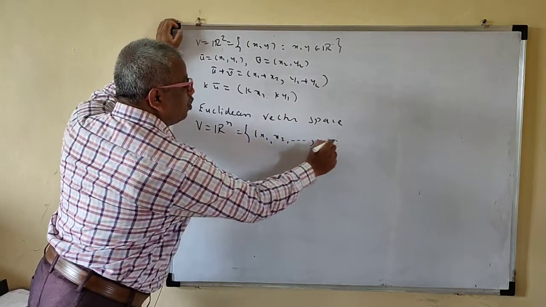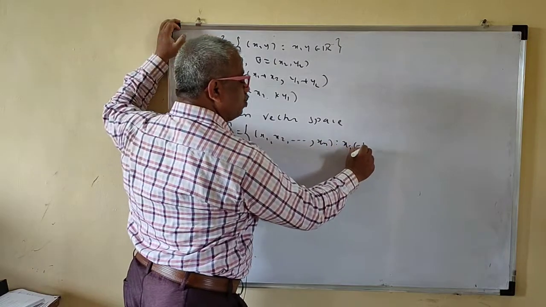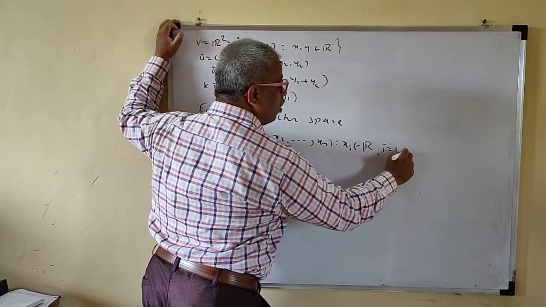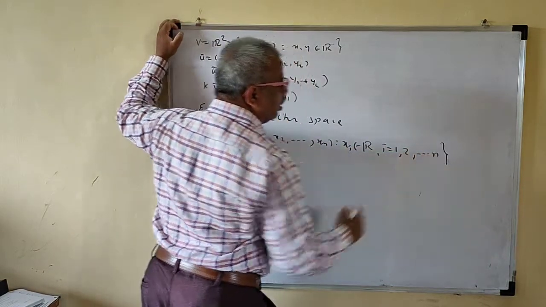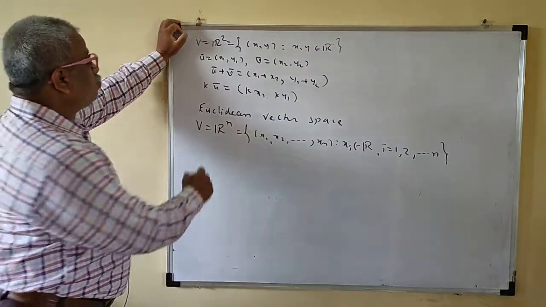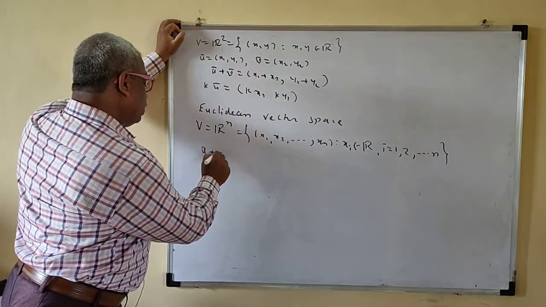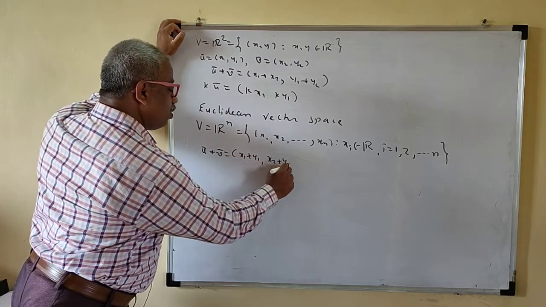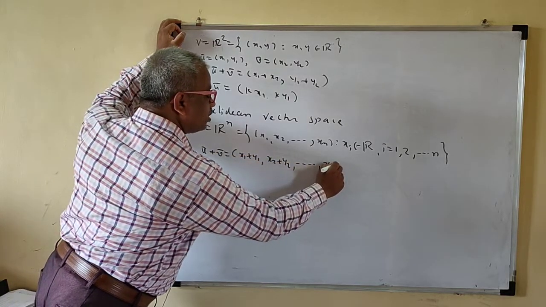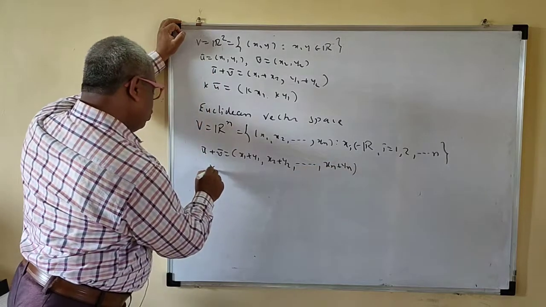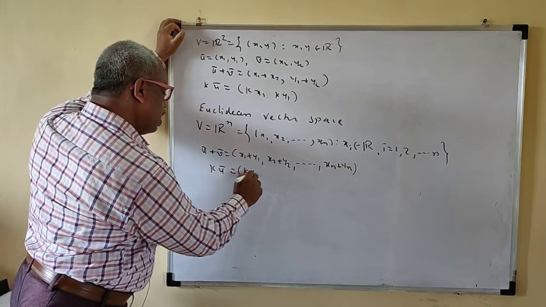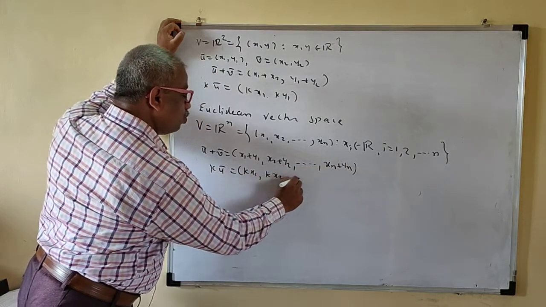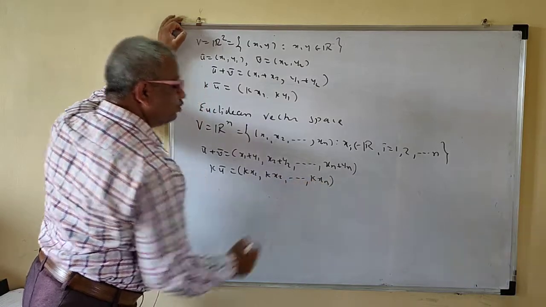It has n components, and all xi belong to R, i equals 1 to n. So what is your addition? u bar plus v bar is the same as x1 plus y1, x2 plus y2, ..., xn plus yn. And k u bar is the same as kx1, kx2, ..., kxn.